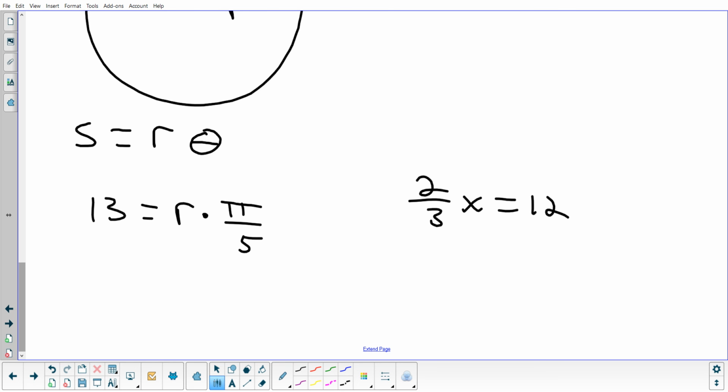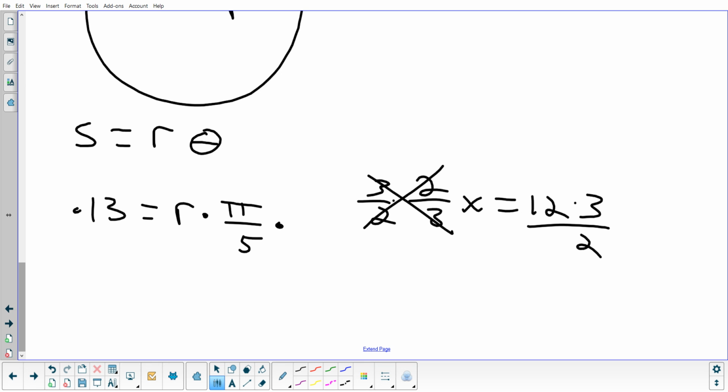Inverse. Not the inverse, but it's kind of like that, yeah? The reciprocal. The reciprocal. If you multiply by 3 over 2, it cancels both of those numbers at the same time.